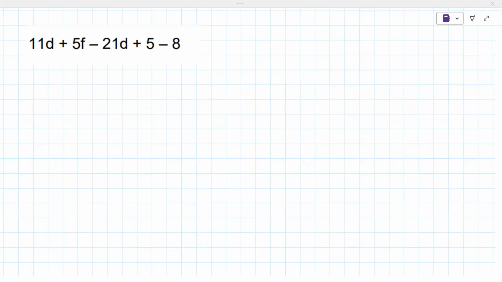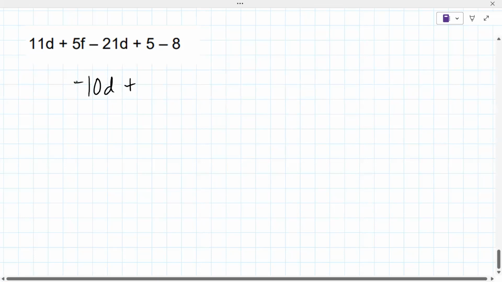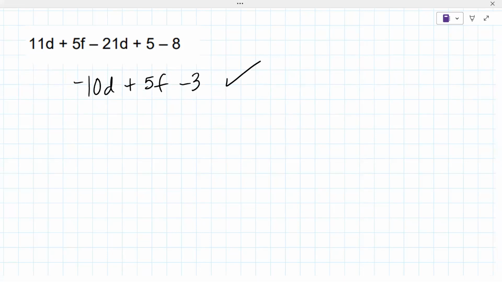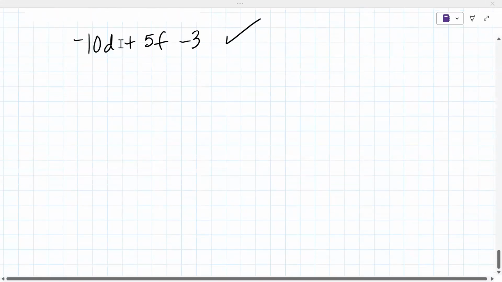Would it be -10D plus 5S minus 3? Yes, perfect. Really, really good there. All right, good job on that. So I think you're pretty solid on that.